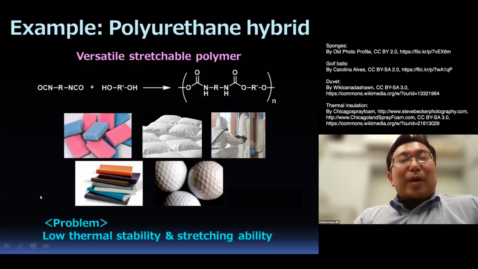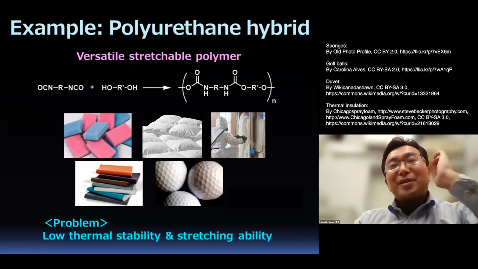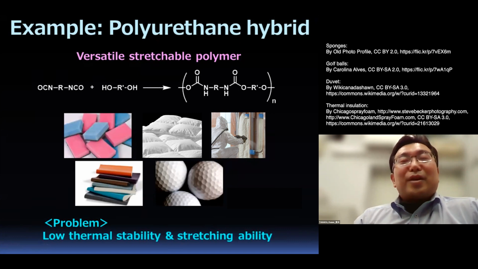In summary, polyurethane has very low stability. And if we aim to improve the stability of polyurethane by chemical modification, as is often the case, the stretching ability is lost, and it is still a critical problem for developing functional polyurethane materials.